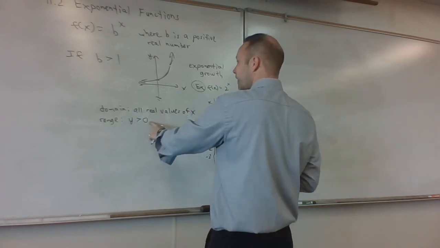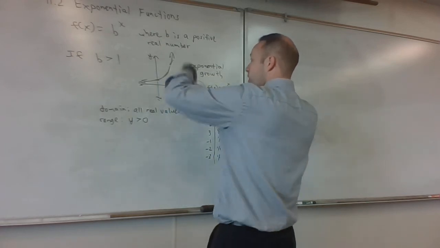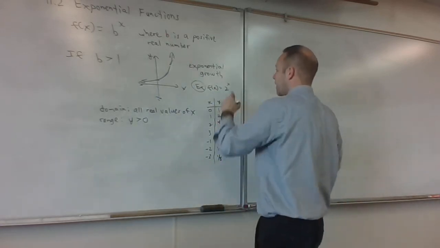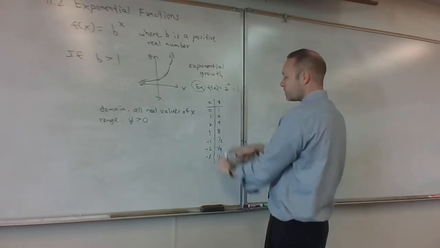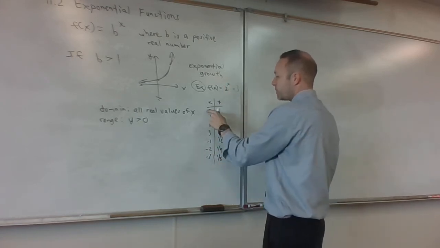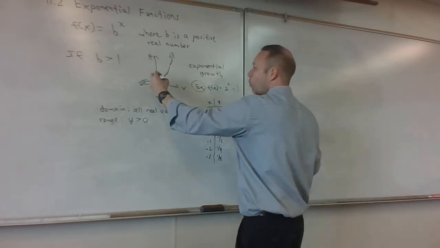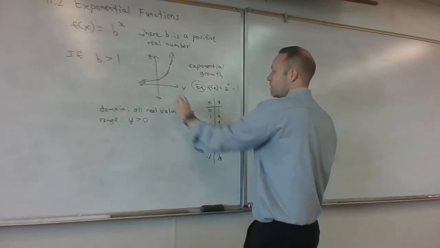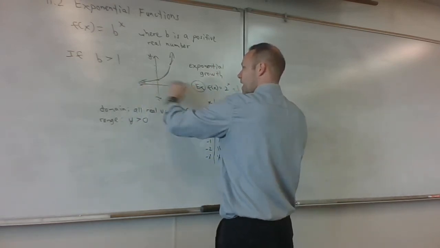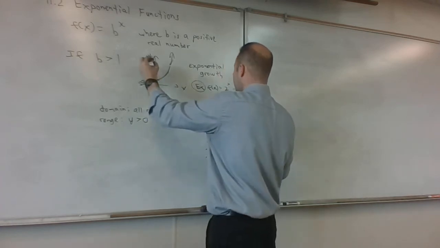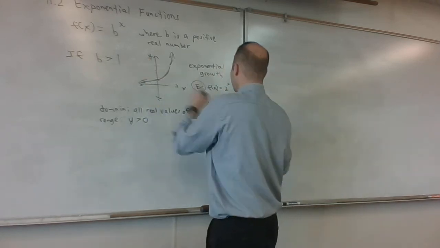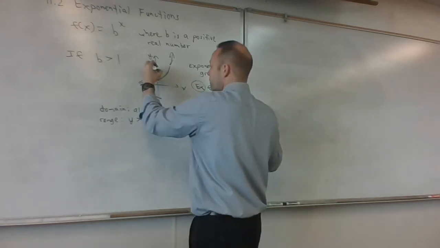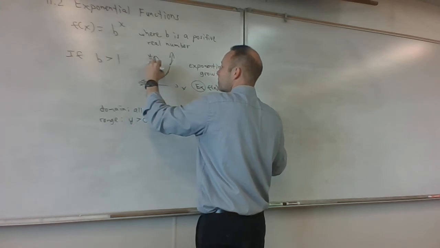Now, your range can change depending on whether or not you've done some vertical shifting. In other words, if we tacked on a plus 3 here, all of these values are going to be shifted up 3. So instead of going through 0, 1, it's going to go through 0, 4. You're going to have the same shape, but instead of 0 acting as the asymptote, your asymptote is now going to be at 3. Instead of a plus 0, we now have a plus 3, so y equals 3 is now your horizontal asymptote.